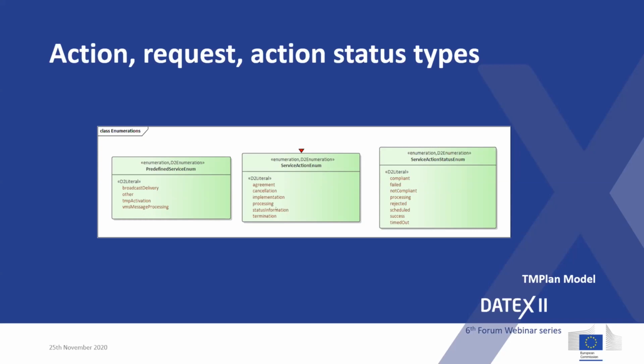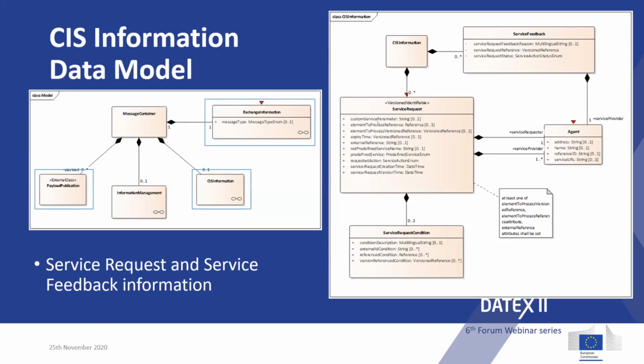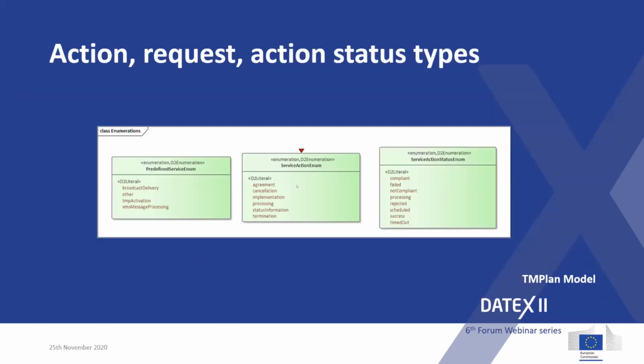TMP activation, then the action, which is one of the pieces of information of the service action, the requested action in the service request. The action can ask for agreement, for implementation, and then for cancellation, termination, processing, status information. These are the predefined actions which may be delivered in a request. And the definition of the outcome of the feedback will be: no, the action is not compliant, or compliant; yes, the first check; or yes, it has been a success, or failed. Or it's under processing, it has been rejected, it has timed out. So these are the possible answers and feedback of the service request.